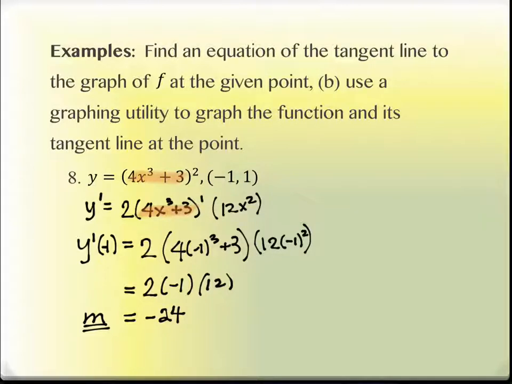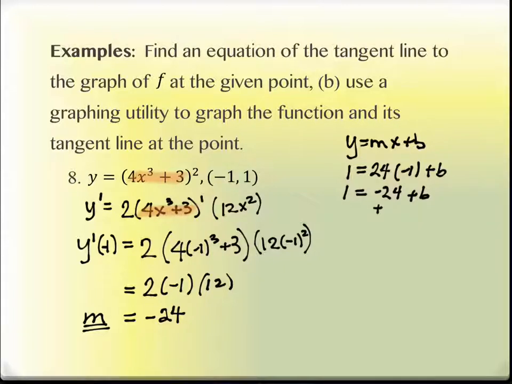Yes? Okay, if you want to do y equals mx plus b, y is 1, x is negative 1, m is 24. To find b, you can use the other form of the line too if you wish. 1 equals negative 24 plus b. So b would actually equal, did I get my numbers in the right place? Yeah, I did. Okay. b would equal what? 25.